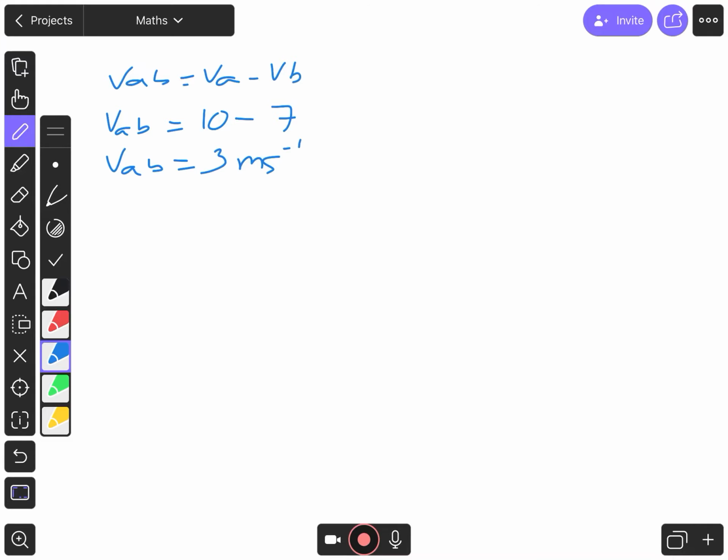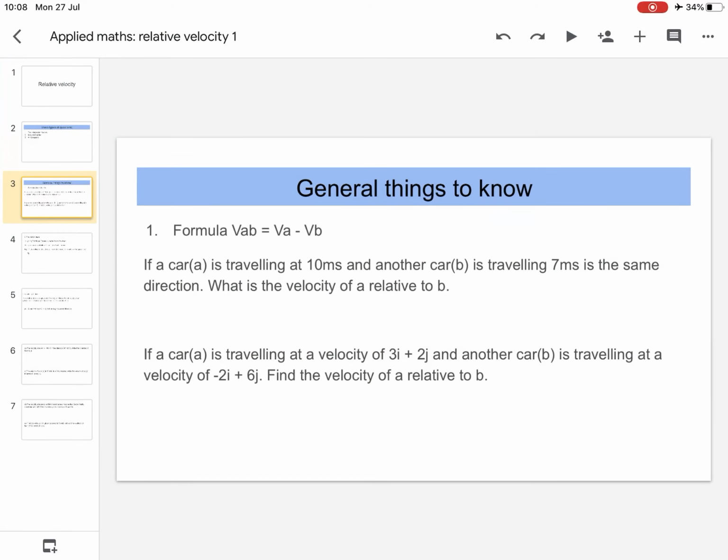What's going to happen with these questions is they're not generally going to have them as basic as that. They're going to maybe start off with something that looks like the second part. So if a car A is traveling at a velocity of 3i plus 2j, and another car B is traveling at a velocity of minus 2i plus 6j, find the velocity of A relative to B. So we have our velocity of A, we have our velocity of B, and we're going to find A relative to B.